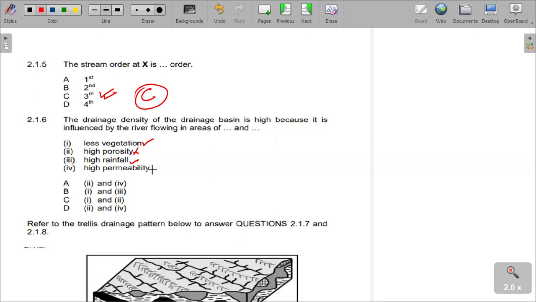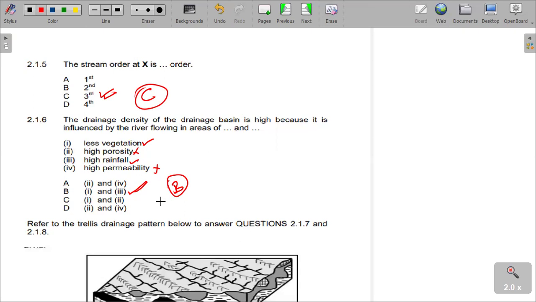And then high permeability. Permeability is the ability of the landscape or the land surface to allow water to infiltrate. So if it is high, it means that water is infiltrating. So the point is that it should be answer B, which is saying answer B is the correct answer, which is less vegetation cover and high rainfall causes high drainage density. It causes high drainage density in a drainage basin.